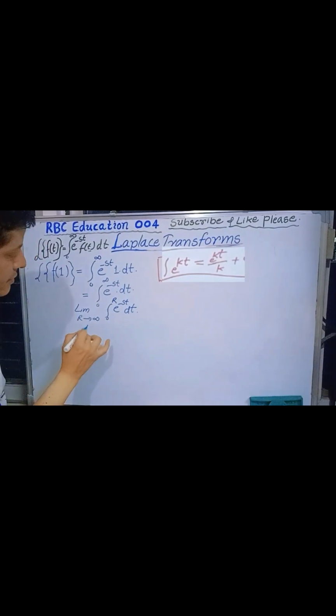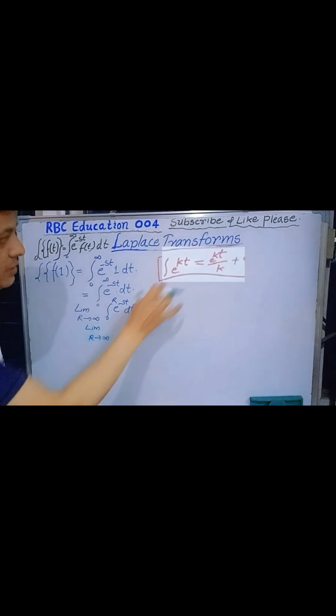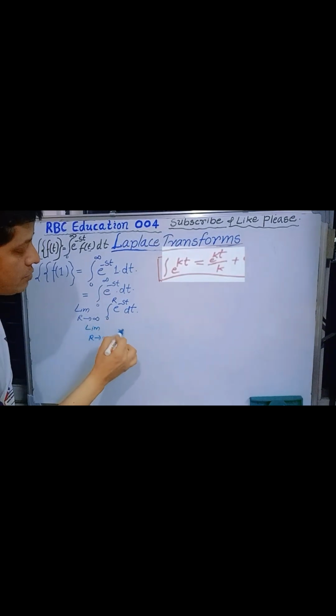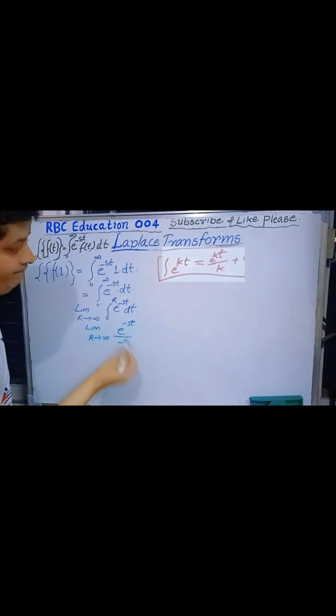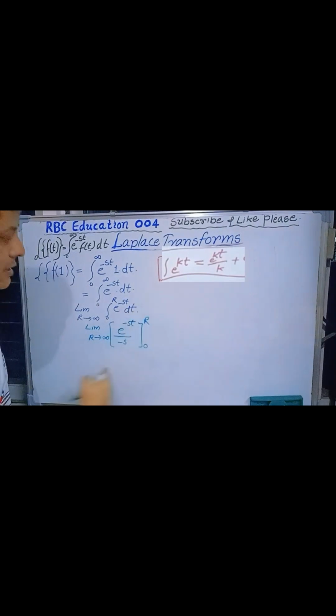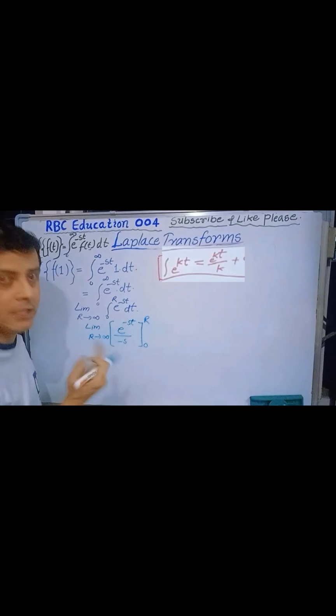So with the limit r tends to infinity, we are removing the integration, because we have done the integration. We got e to the power of minus st by minus s, with upper limit r and lower limit 0. So that's what we get. When we have limits, we don't need to write the constant.